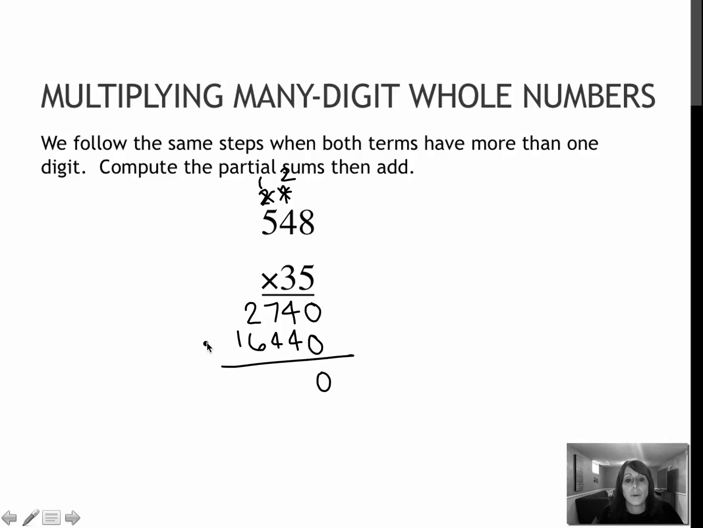Now I'm going to add, so these are the partial sums that I'm going to add. 0 plus 0 is 0. 4 plus 4 is 8. 7 plus 4 is 11. So I'm going to put the 1 as the ones place and carry the 1 in the tens place. 1 plus 2 plus 6 is 9. And 0 plus 1 is 1. So my result is 19,180.